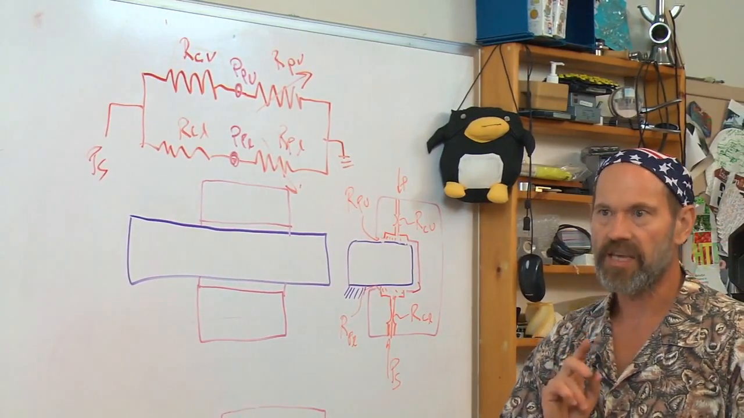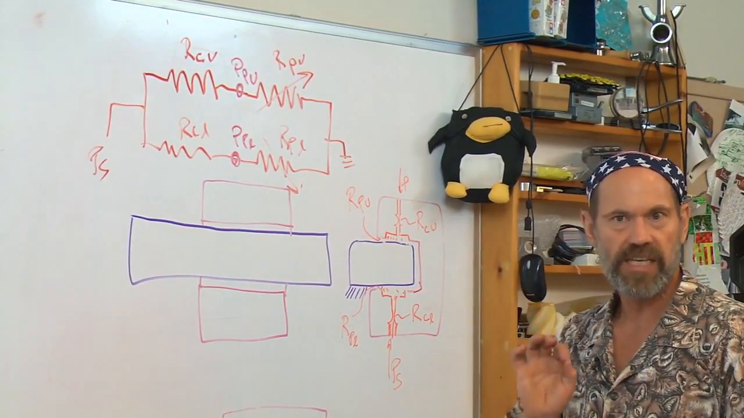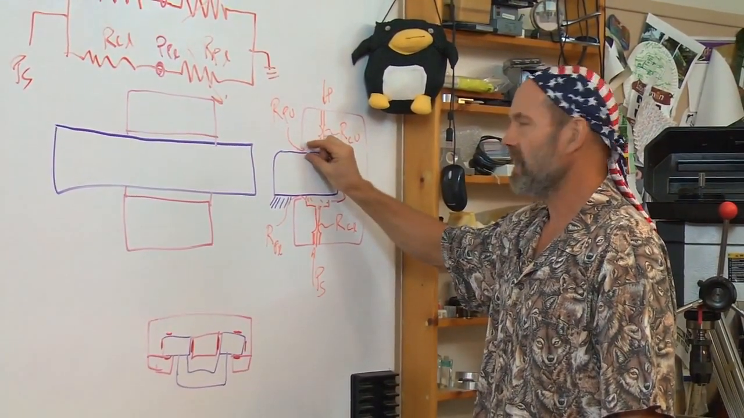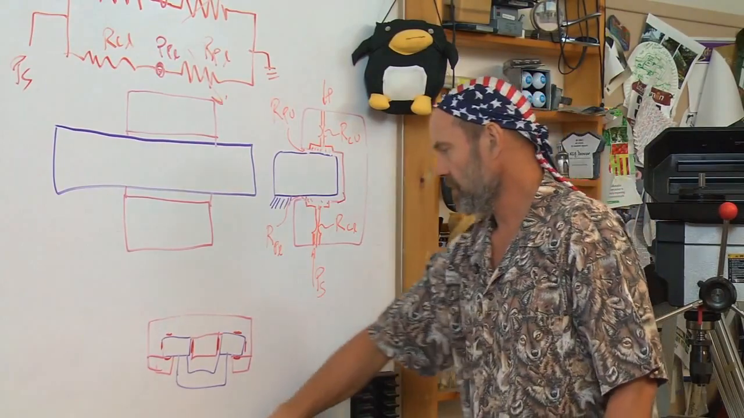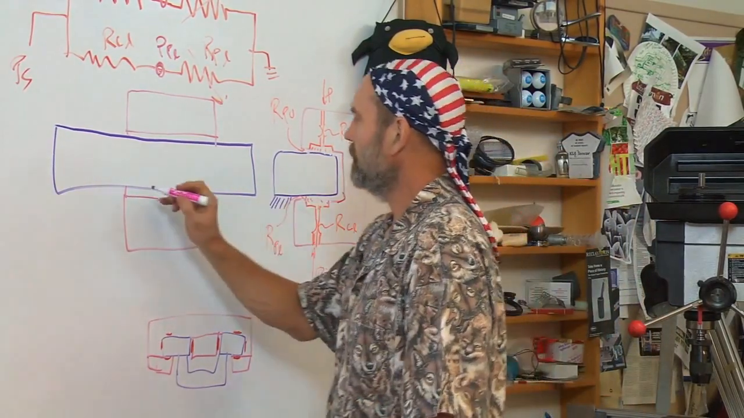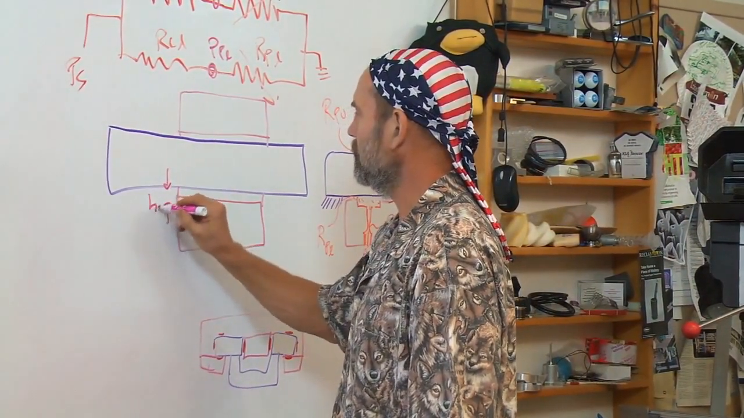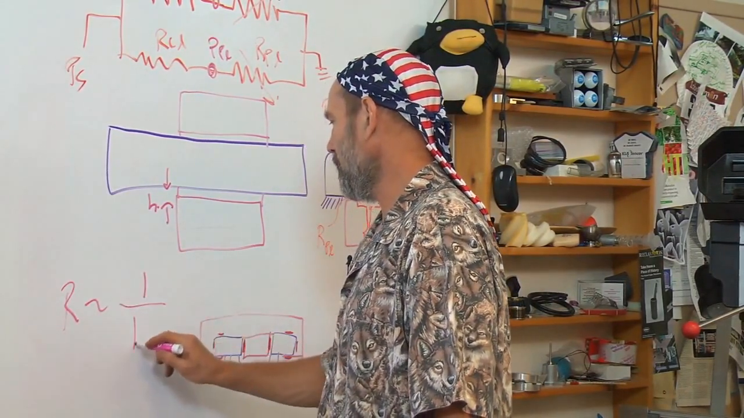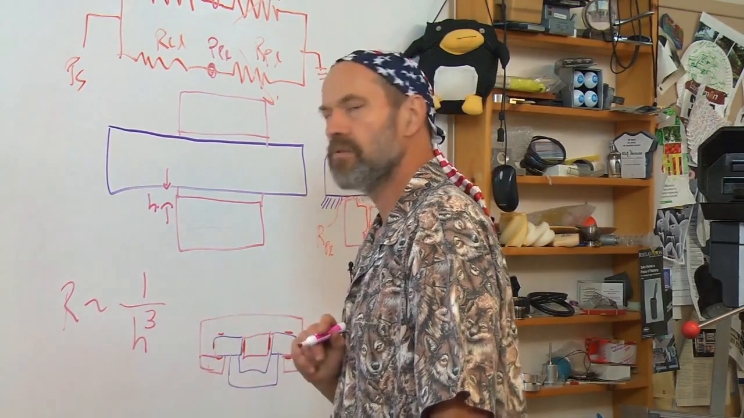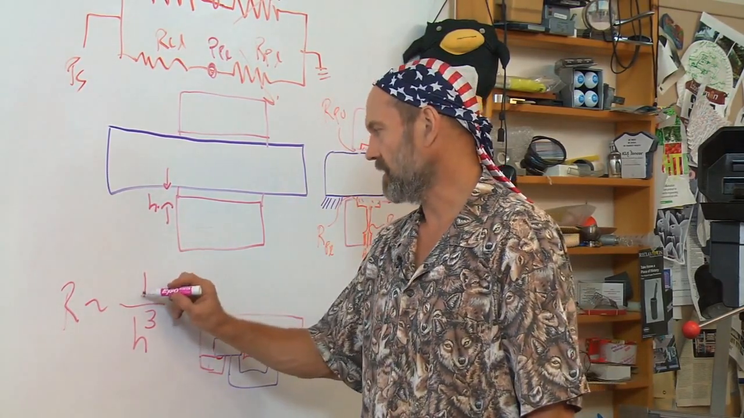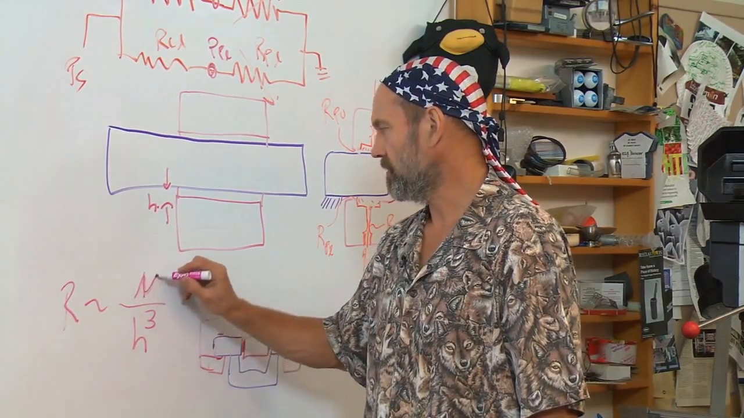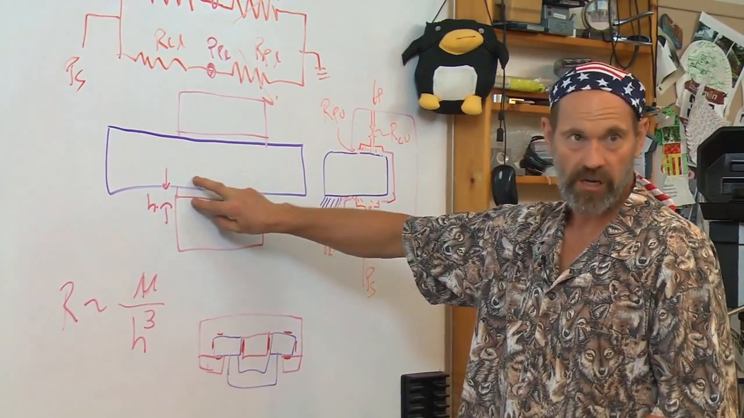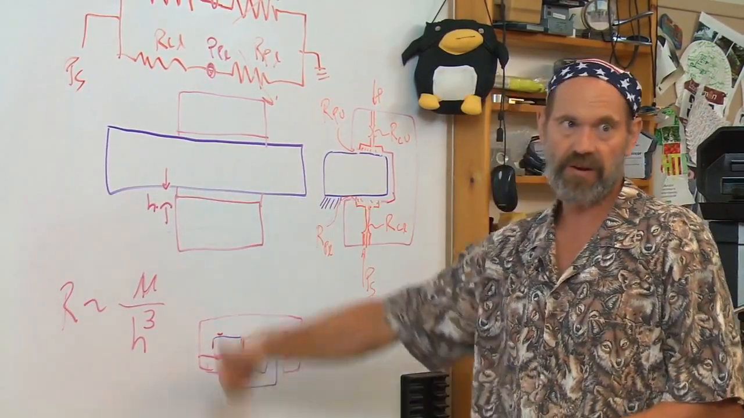But, like with many things, manufacturing is the absolute key to detail, because these resistances are a function of the bearing gap to the third power. In other words, this bearing gap in here, H, the resistance goes like 1 over H cubed. And here's the viscosity of the fluid. Okay, so as the gap gets smaller, the resistance goes up very fast.